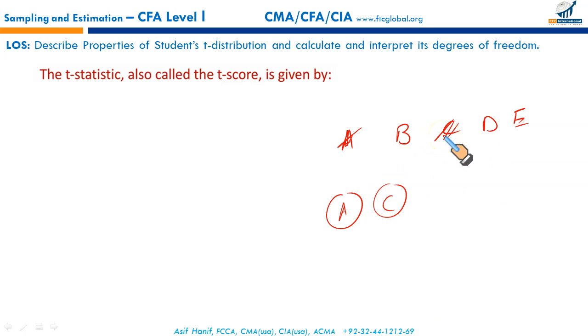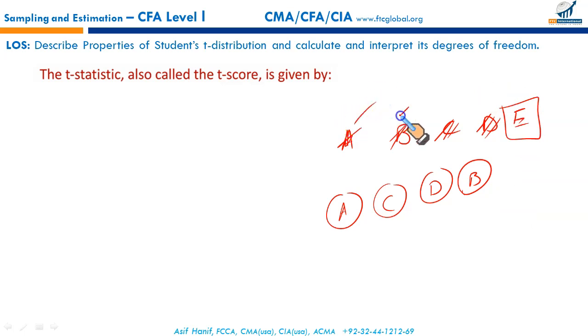I need to select another one. I go for D. I select another one, B. But basically when I have to select E, I have no freedom at all. I have utilized my freedom in selecting these 4 alphabets. So basically if the sample size is 5, my degree of freedom is 5 minus 1, that is 4.